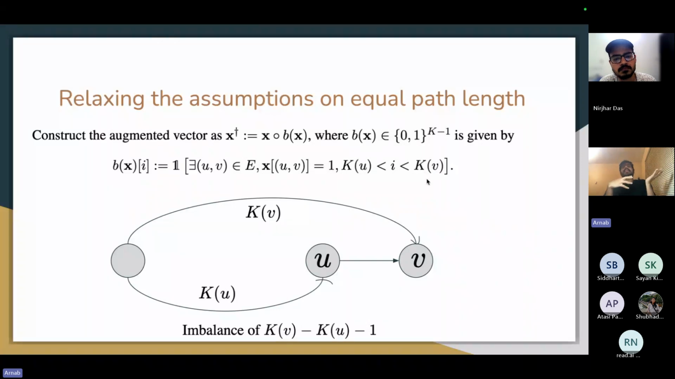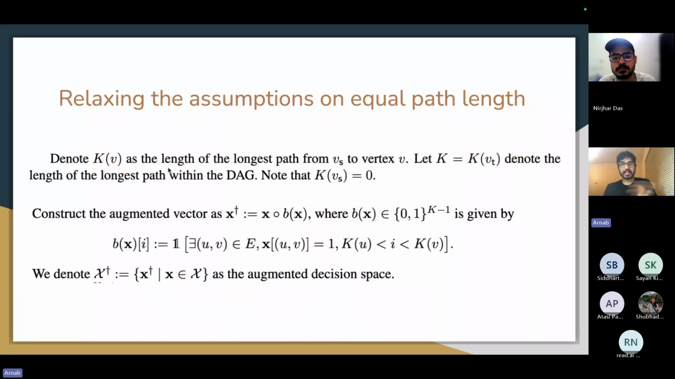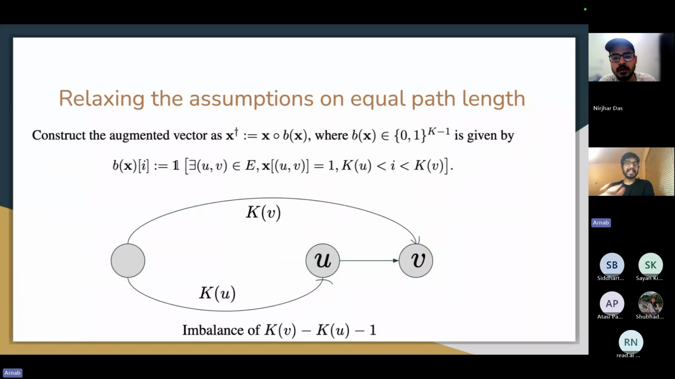Roughly speaking, I'm implicitly balancing out the paths by appending these new vertices, and this can be done efficiently, because all I need to check is whether this particular inequality holds. That is very easy because I can just maintain the lengths of the longest paths. This part is not that important. It's just neat arithmetic tricks. That's it.